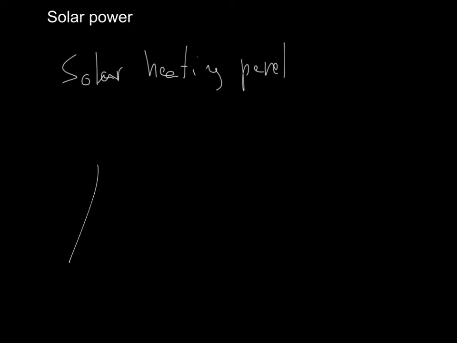Right, so now we're going to talk about some renewable energy sources. So first, of course, everybody thinks about solar power. There's two types of solar power. One is the solar heating panel, and a solar heating panel is just something that transforms sunlight into heat.